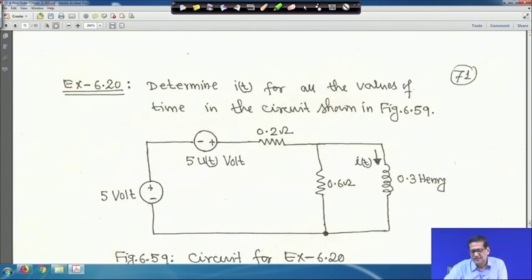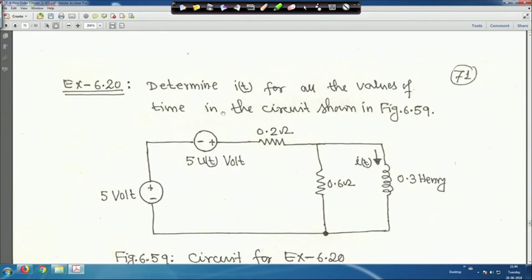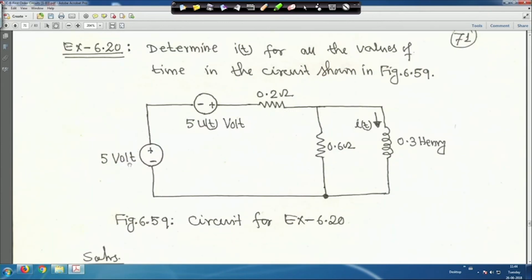Similarly, if you determine i(t) for all the values of time in the circuit, all the values of time means for t less than 0 and for t greater than 0. This is the meaning. And look here, 5 volt is there, and here 5 u(t), that is one step input is also there for 5 u(t) volt, right, and this is 0.2 ohm, this is 0.6 ohm, and this is 0.3 Henry, right.